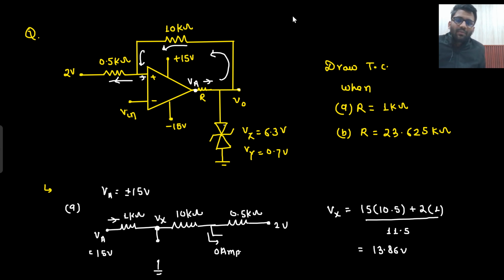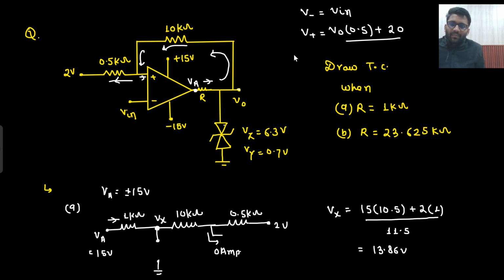What is my V negative? My V negative is equal to V in. I need to know the value of V positive. What is the value of V positive? My V positive is V naught into 0.5 plus 2 into 10, divided by 10.5. So this is my V positive value.